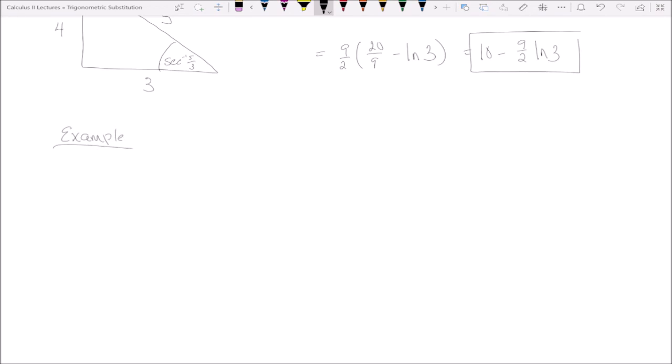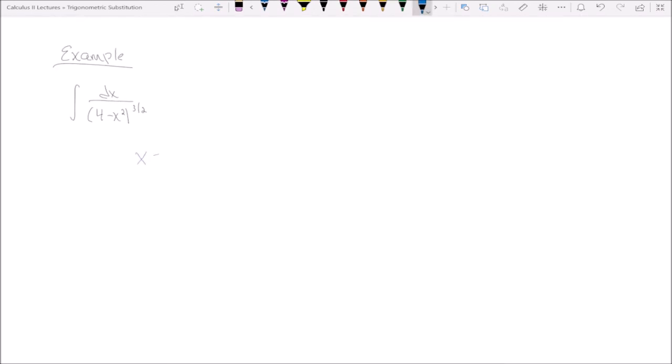Let's now look at the antiderivative of dx over 4 minus x squared raised to the 3/2 power. Well, we see a 4 minus x squared, so let's try x equals 2 sine of theta. Dx would then be 2 cosine of theta d theta. Square root of 4 minus x squared would be 2 cosine of theta.